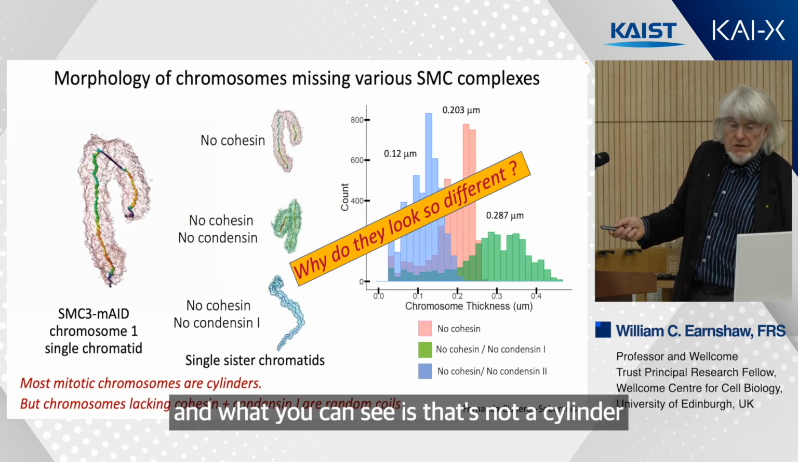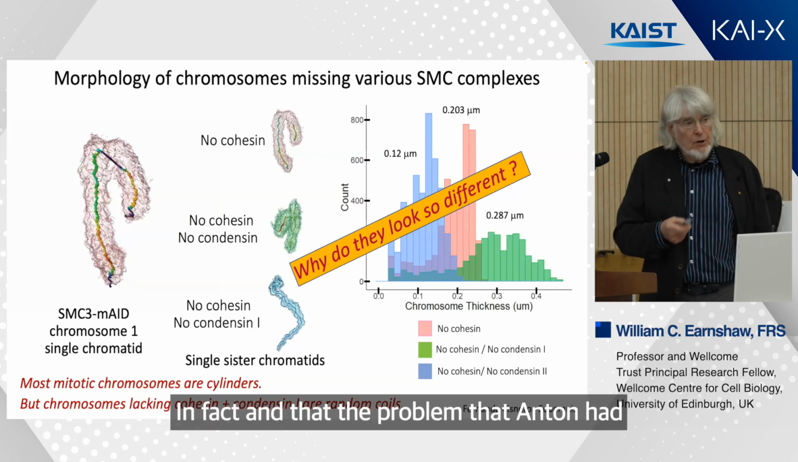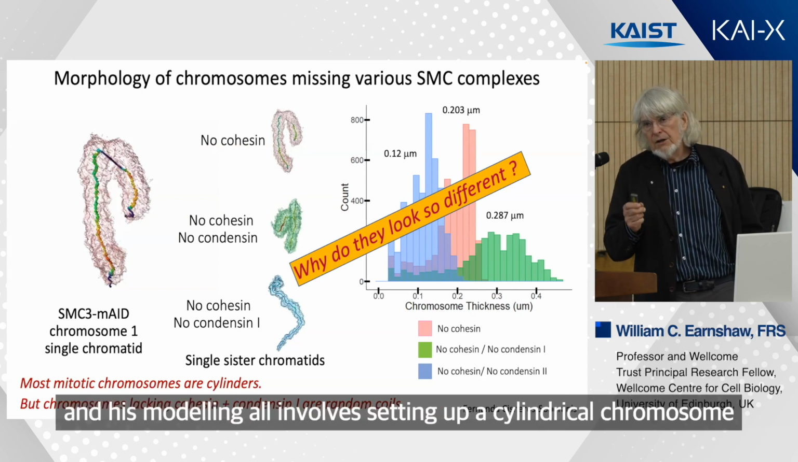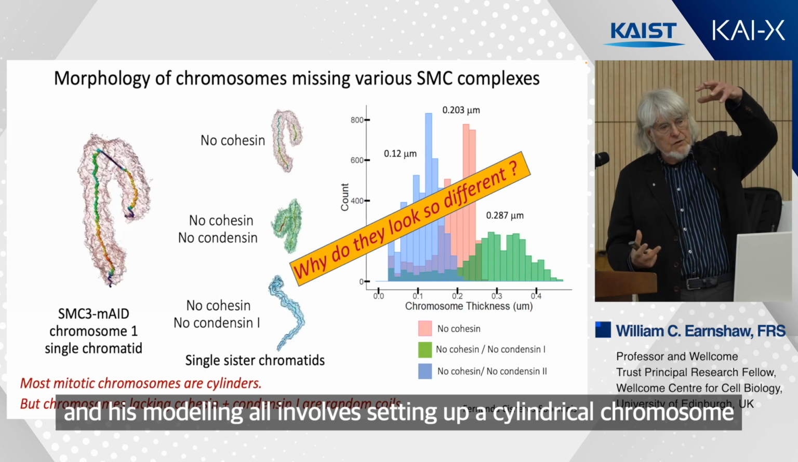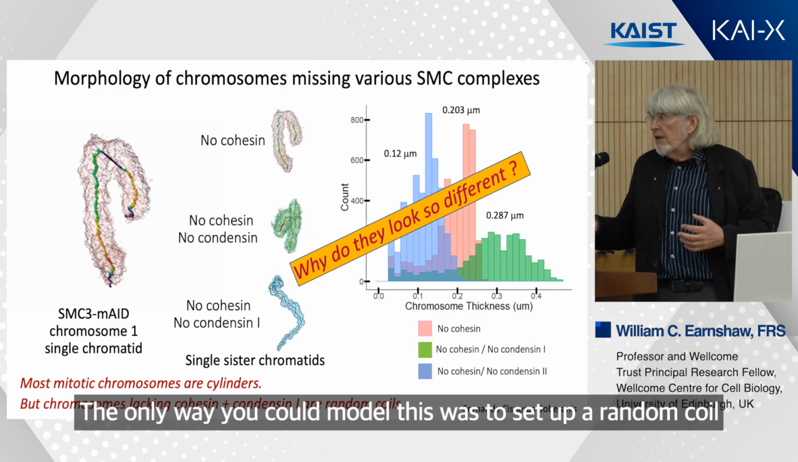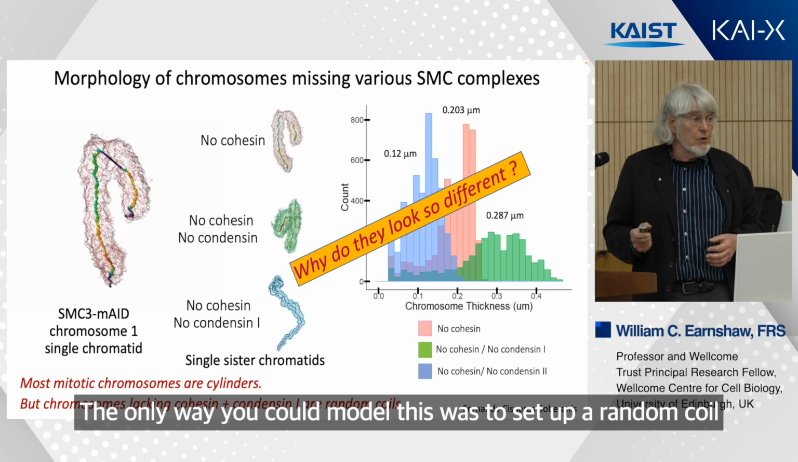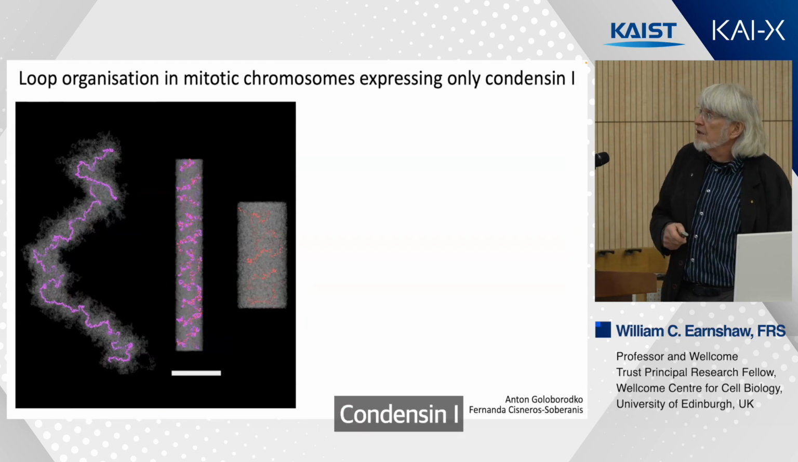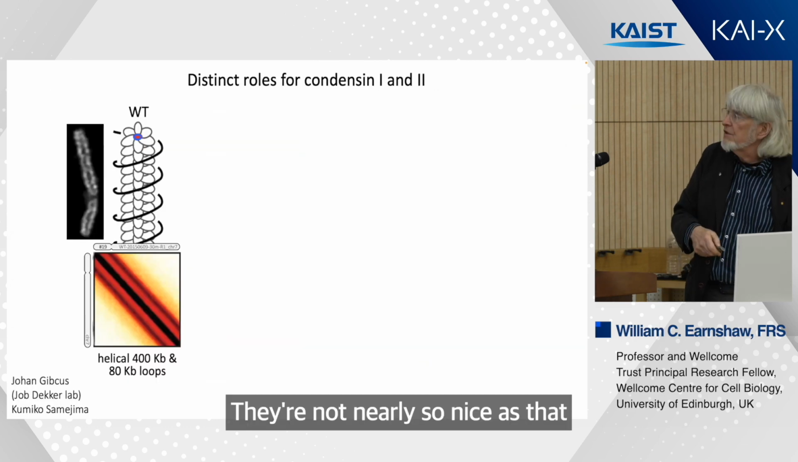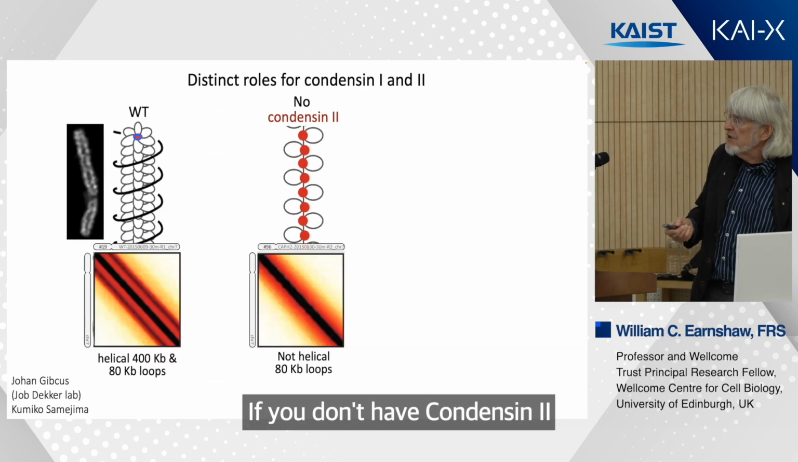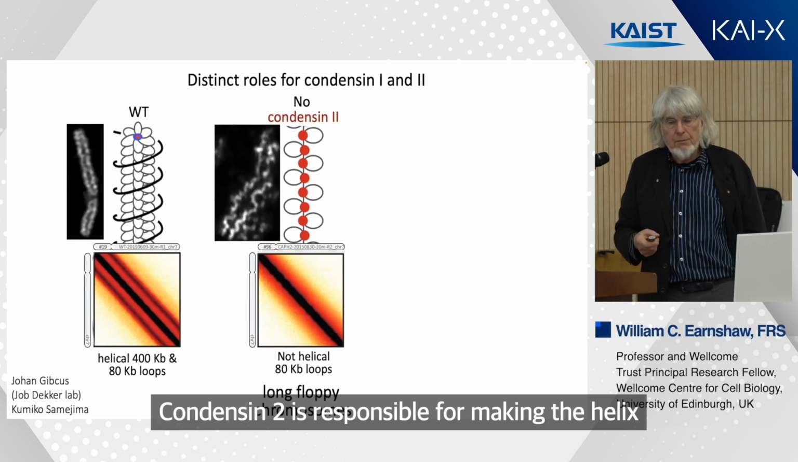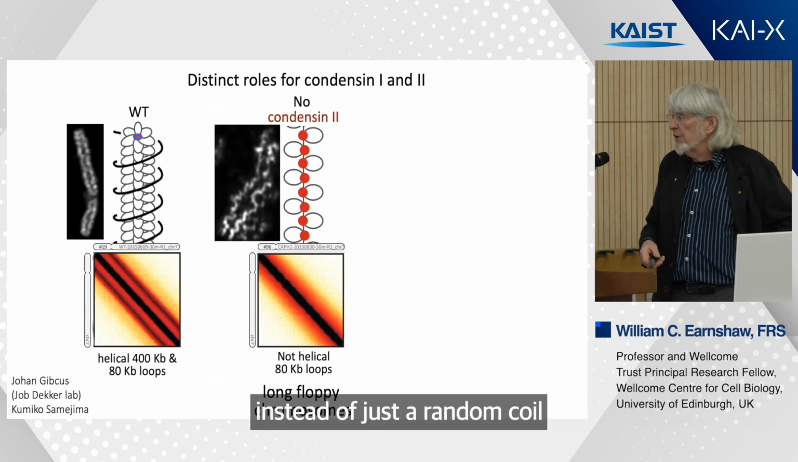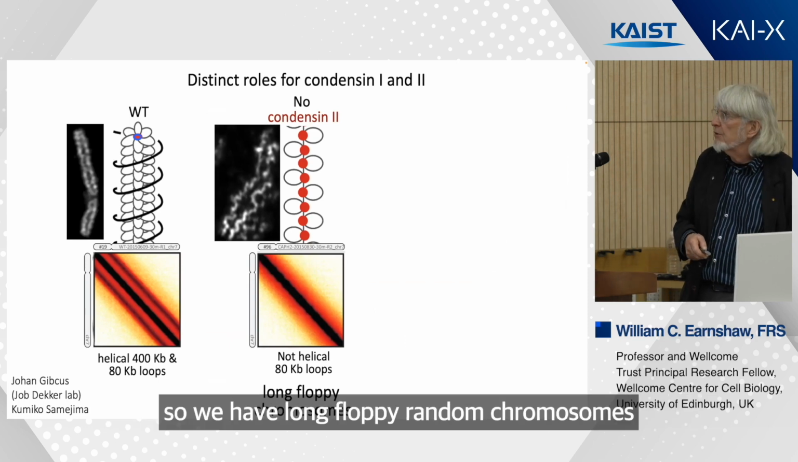And what you can see is that's not a cylinder. In fact, the problem that Anton had was he was doing his modeling and doing his modeling, and his modeling all involved setting up a cylindrical chromosome and moving the polymer inside it. The only way you could model this was to set up a random coil. It's a random coil, so it's fundamentally different organization. Condensin 1, they're not nearly so nice as that. Condensin 2 is responsible for making the helix, and it's responsible for making the chromosome a cylinder instead of just a random coil. So we have long, floppy, random chromosomes.